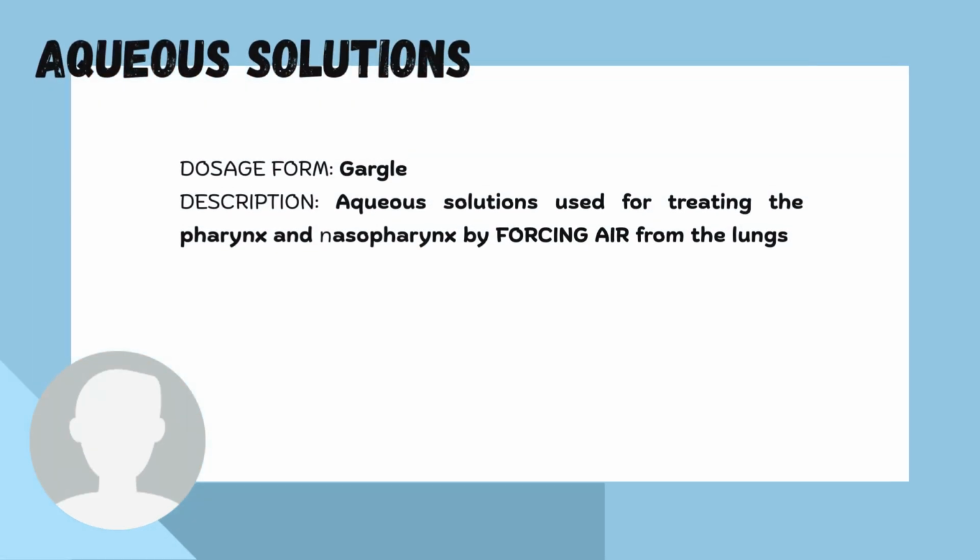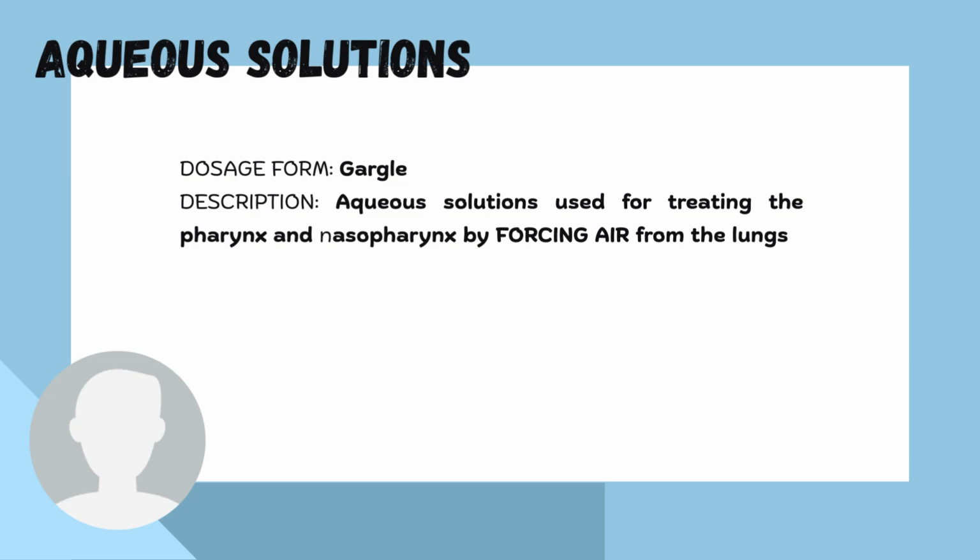Next, we have the gargle. So gargles are aqueous solutions used to treat or cleanse the throat and mouth, specifically the pharynx and the nasopharynx. They are applied by forcing air from the lungs through the throat while holding the solution in the mouth. That's the act of gargling. So when you gargle with a solution, you're actually treating the back of your throat. The air from your lungs helps the liquid reach deeper areas, maunang effective siya for sore throat or mouth infections.